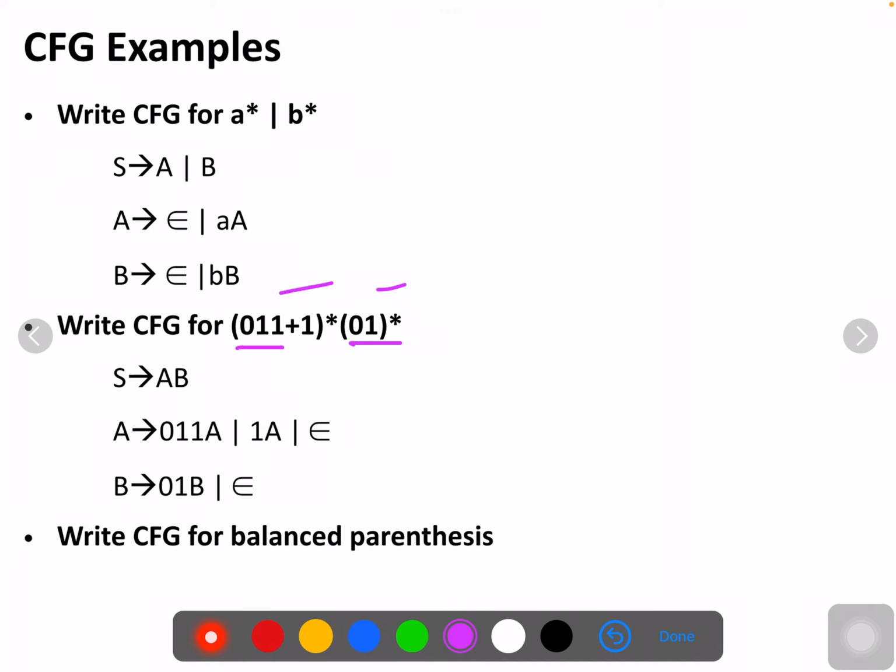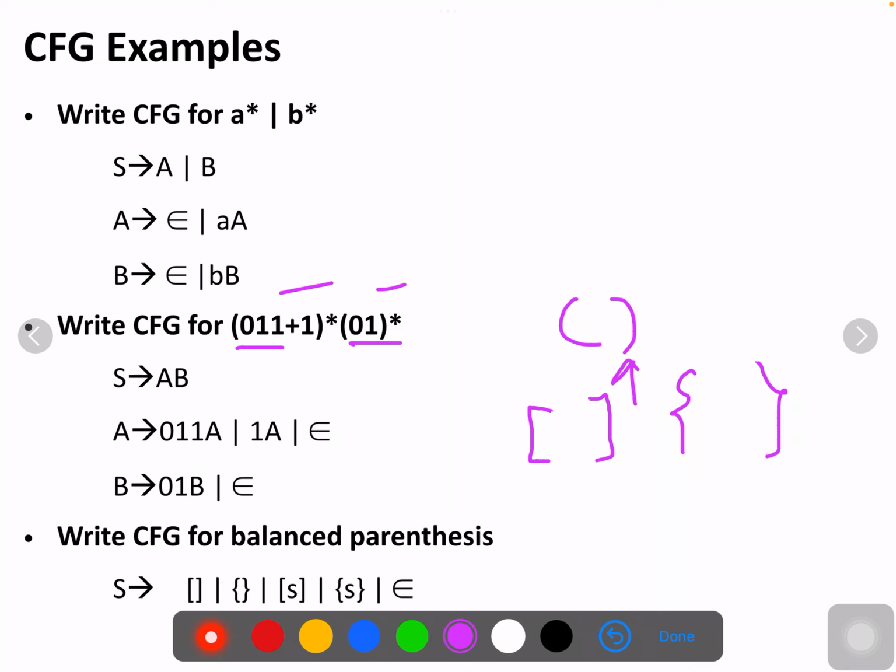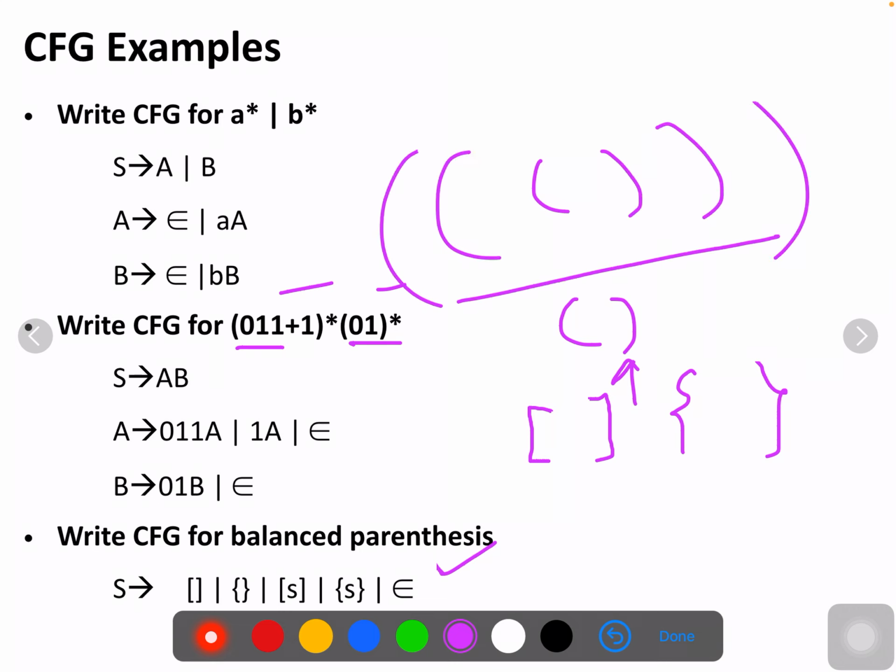Write a CFG for balanced parenthesis. It may be an open parenthesis, there must be a closing parenthesis. It may be a square bracket, there should be a closing bracket. It may be a brace, a curly bracket: opening curly, closing curly. So these are the opening ones, right? Suppose this is the grammar for parenthesis, you can state it like that. It can generate any number of closing parentheses. Or curly braces can be opened any number of times. If there is an open curly brace, there must be a closing curly, like that.